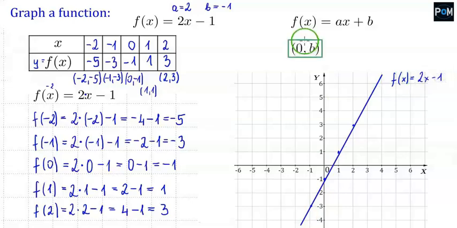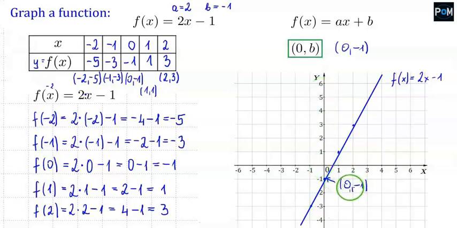And here I want to point out that the graph of every linear function will always pass through the point (0, b). In our case, b equals -1. So this point is (0, -1). (0, -1) is this point. And it's special because it's the point where the graph intersects the y-axis. So pay attention to that point.